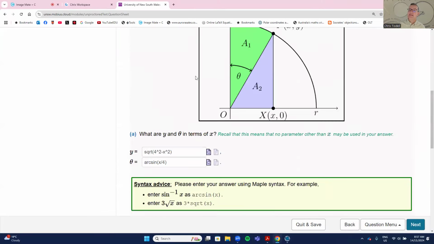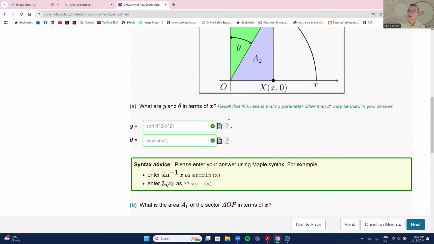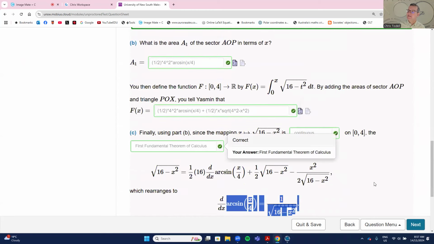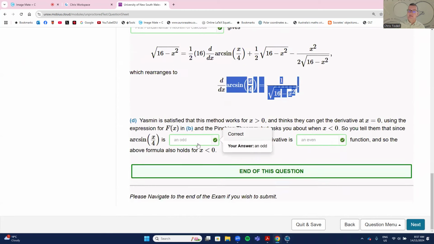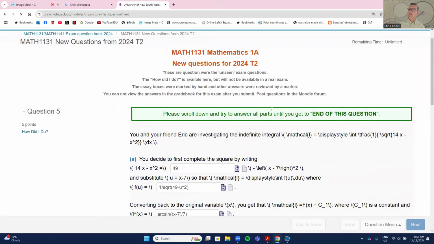So let's check. Let's see if we get the green. Yes, yes, yes, yes, yes, yes, and yes. Woohoo! All right, so let's do another one. I'm just going to do the calculus. Okay, here's another one.